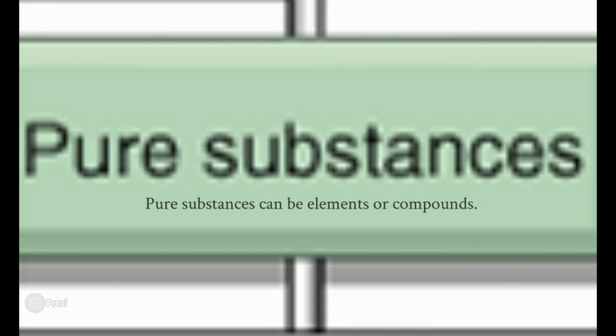All right. So now that gets us to pure substances. Pure substances can be elements or compounds, either one. A compound is not just two, but two or more. So that's a big difference.